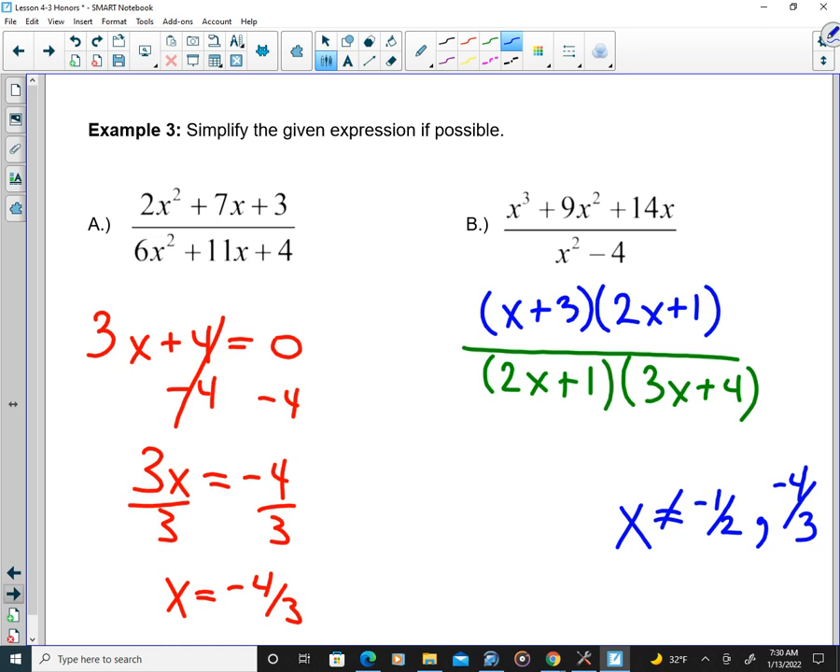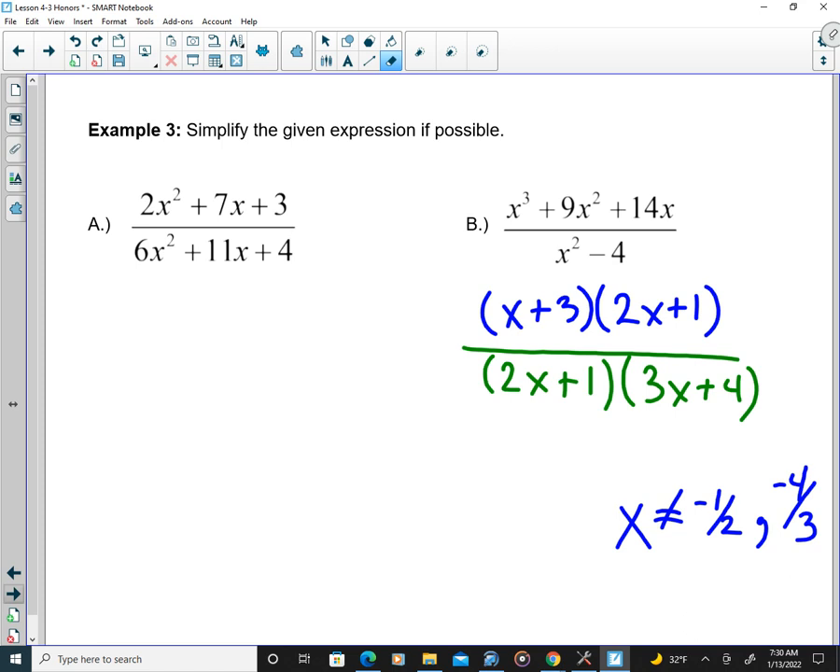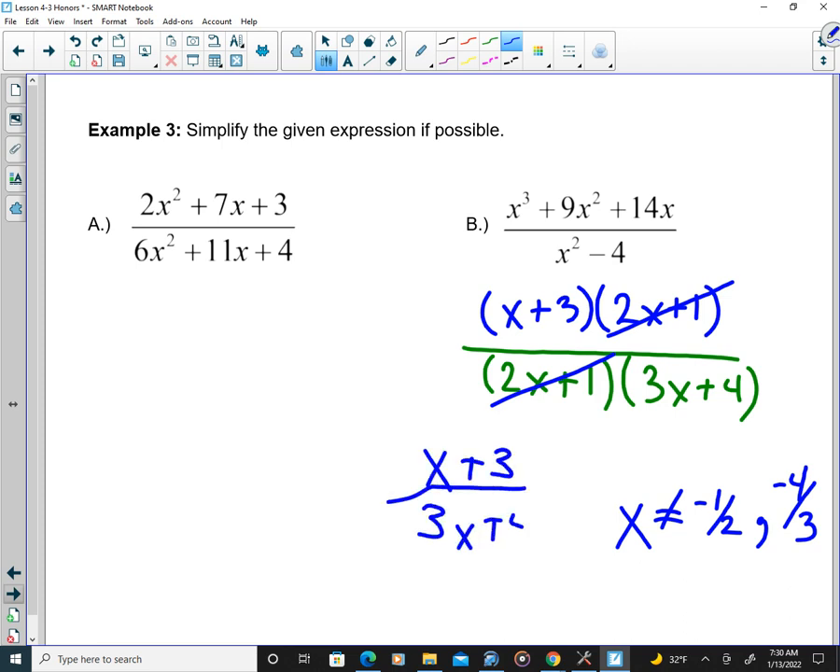And then, do we have anything that can cancel out? Well, we can cancel the 2x plus 1 on top with this 2x plus 1 on the bottom. So our answer would be x plus 3 over 3x plus 4, where x cannot equal negative 1/2 and negative 4/3.